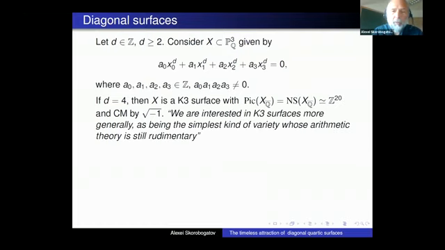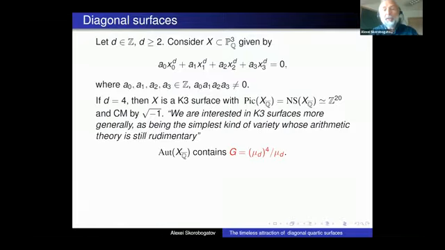Let me quote from Peter's paper: we are interested in K3 surfaces more generally as being the simplest kind of variety whose arithmetic theory is still rudimentary. So the hope is that looking at the diagonal case will allow us to do more than for the general case of K3 surfaces, so understand things a bit better.